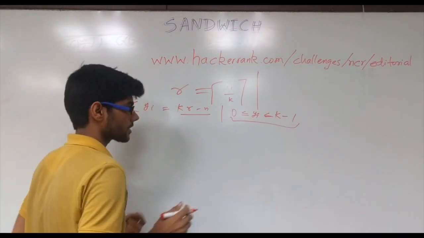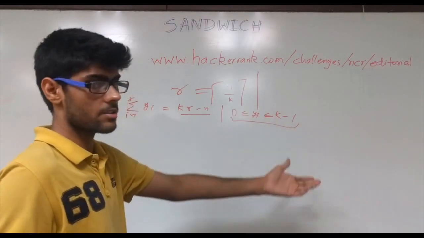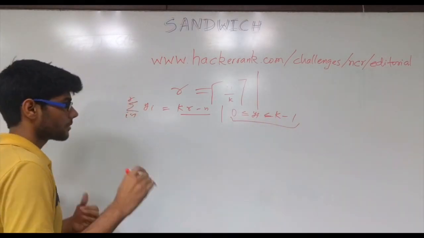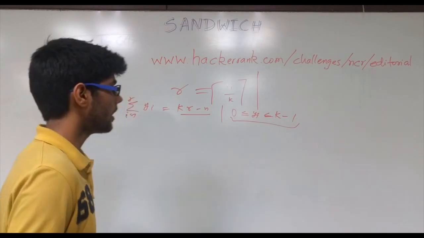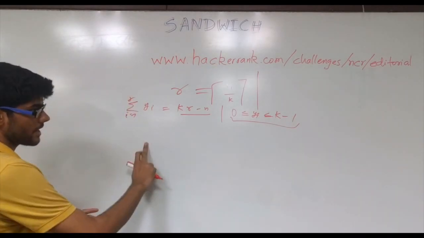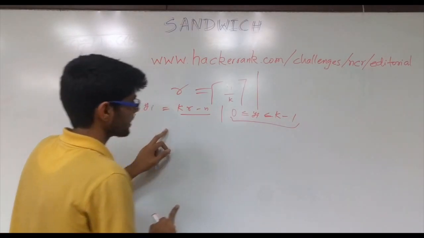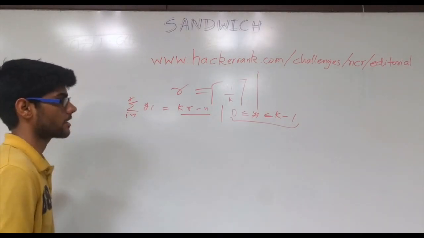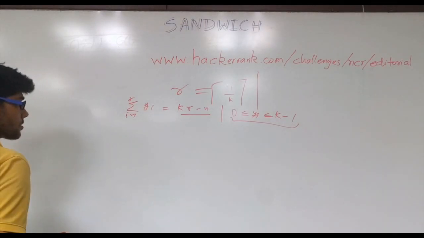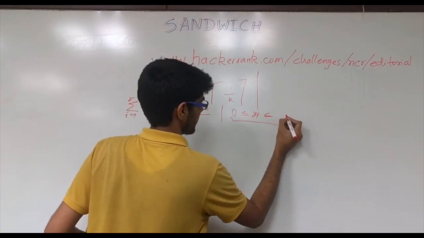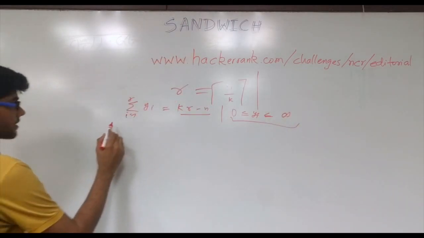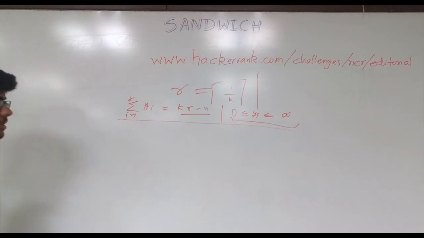Because if some y is greater than k minus 1, it's still valid, because it would not add to the number of solutions. It can't be a feasible solution if some y is greater than k, because the right hand side is already less than k. So we can remove this and put an infinity here, and this is a pretty standard solution whose solutions we already know.